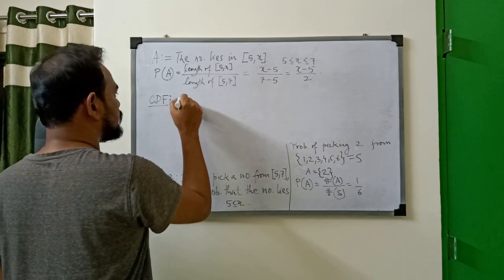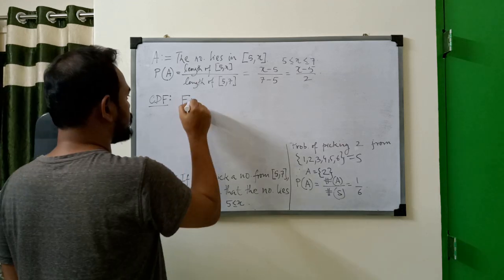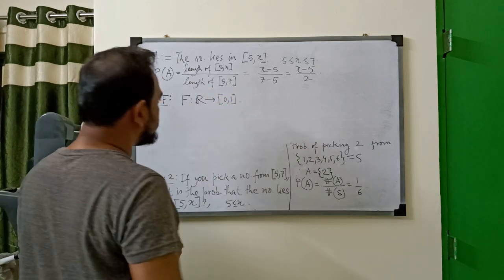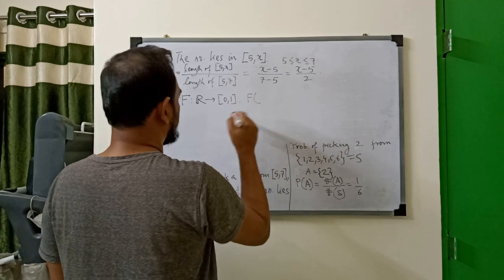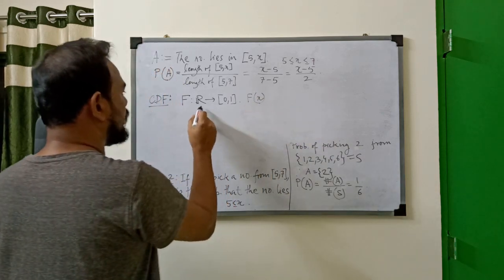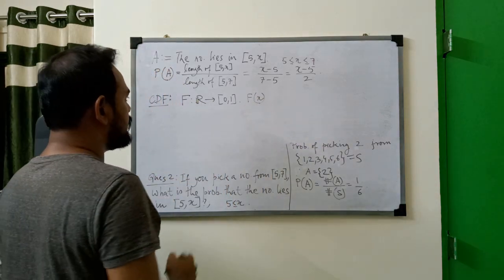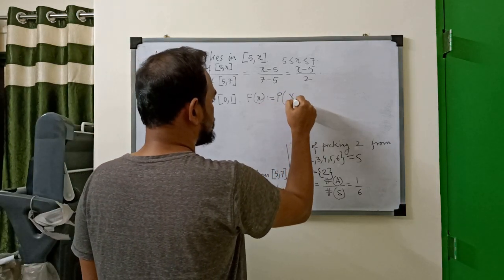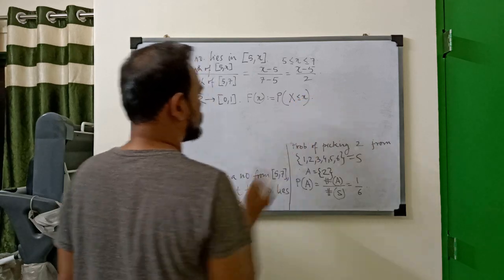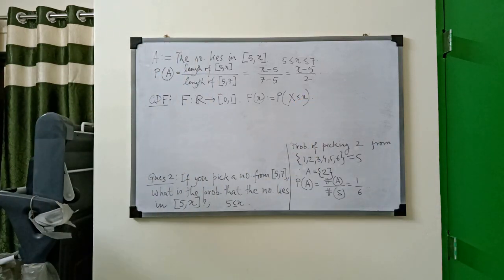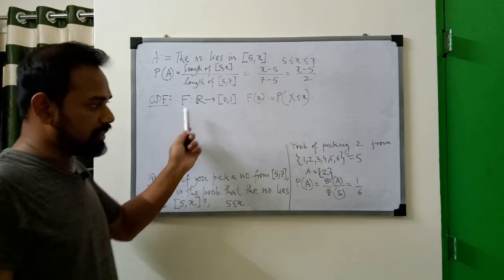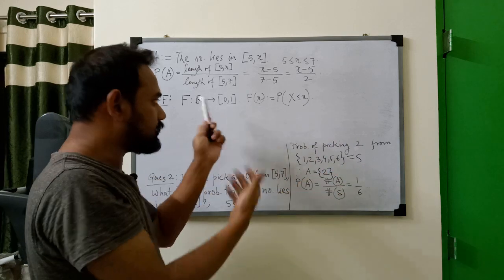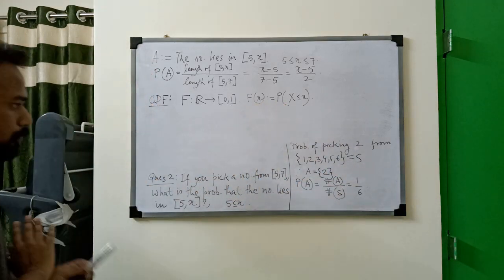It was defined as a capital F, a function from the real numbers to 0 and 1. If you take any small x from the real number set, the capital F of that will be defined as the probability that capital X is less than equal to small x. This was defined, and we keep the definition as it is. We do not change the definition of CDF in the case of continuous random variable. This is the definition of CDF once and for all.